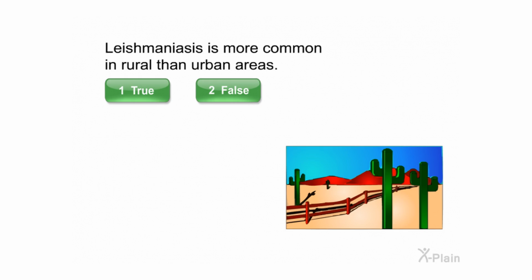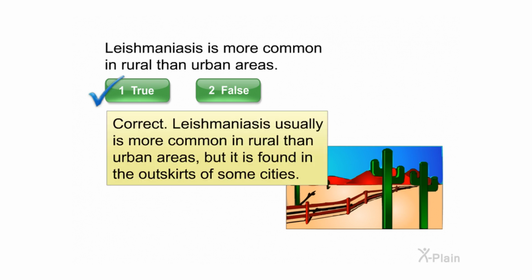Leishmaniasis is more common in rural than urban areas. Select true or false. Correct. Leishmaniasis usually is more common in rural than urban areas, but it is found in the outskirts of some cities.